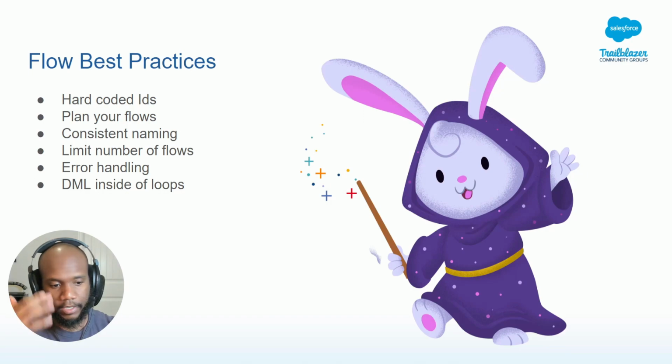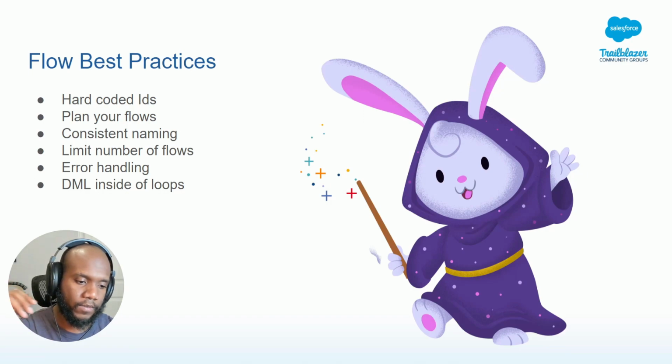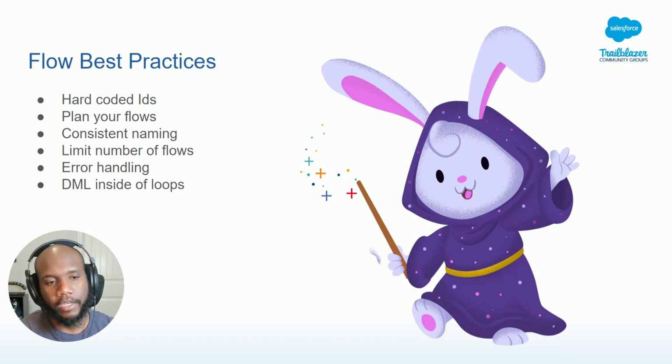Limit the number of flows you have. An organization with 50, 60, 70, 100 flows is very cumbersome and harder to maintain. You'll want to limit the number of flows that you have so that you can understand it better. And that moves a little bit more into having one record trigger flow per object and stuff like that. Error handling, you want to do it.